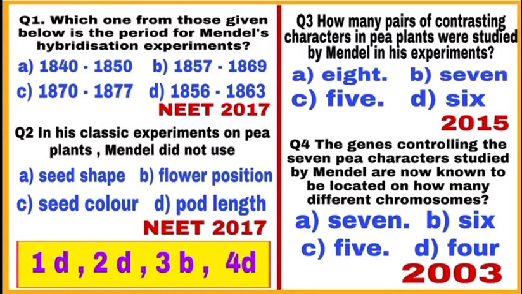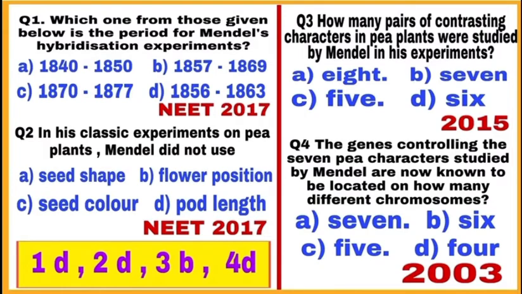Question number 3. How many pairs of contrasting characters in pea plants were studied by Mendel in his experiments? In his experiments, Mendel studied 7 contrasting characters in pea plants. So, correct answer is B, mark B.